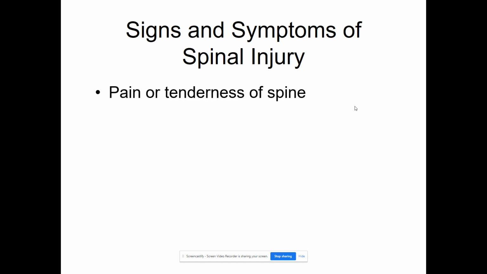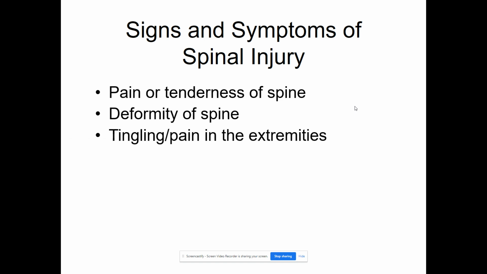All right, so if someone was suspected of having a spinal injury, these are the things you'd be looking for: pain or tenderness of the spine, any deformities of the spine, like anything sticking out or looking like it shouldn't be there, or a hump or something. Any tingling or pain in the extremities. Remember, extremities are arms and legs. So it is common if you do have a spinal injury that it would maybe compress nerves that would run all the way down your arms or your legs, and it would leave you with some pain and tingling.